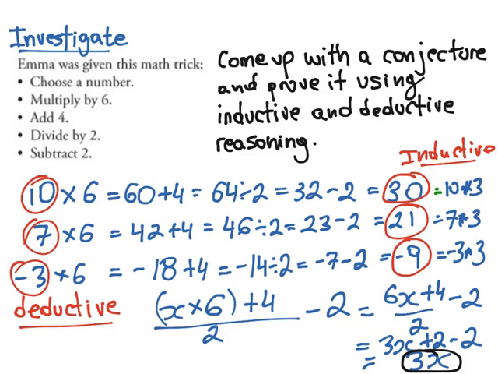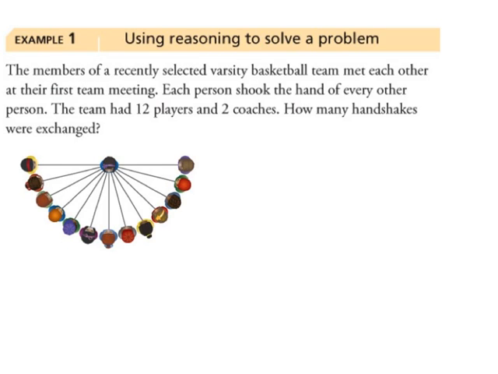Let's take a look at the first example. The members of our recently selected varsity basketball team met each other at their first team meeting. Each person shook the hand of every other person. The team had 12 players and 2 coaches. How many handshakes were exchanged?